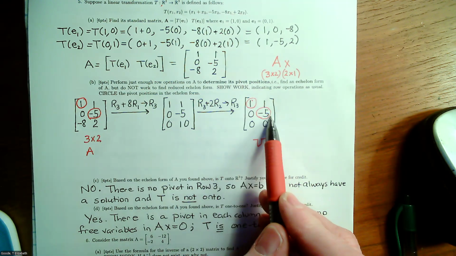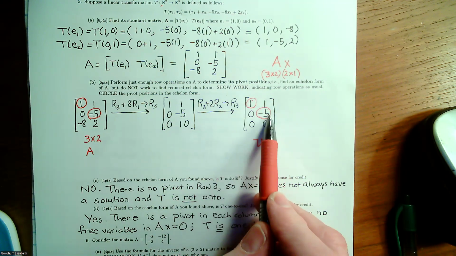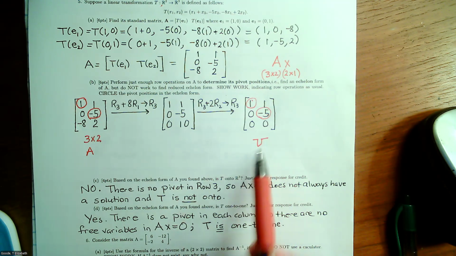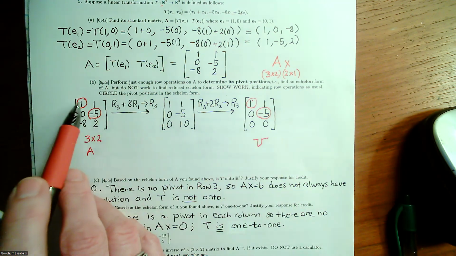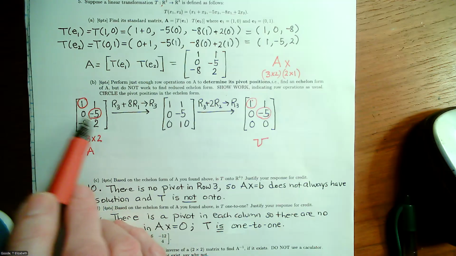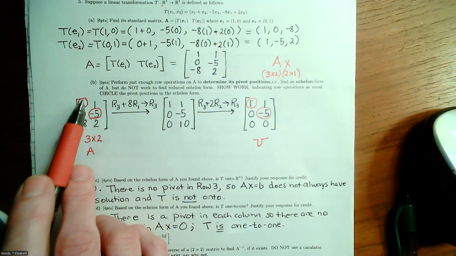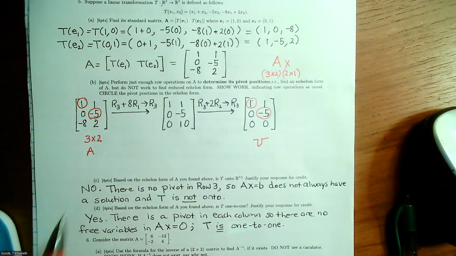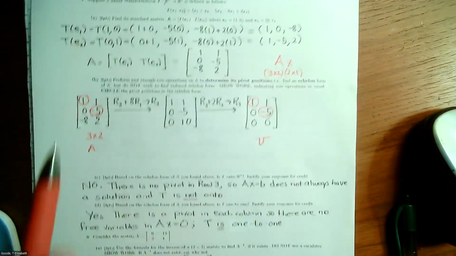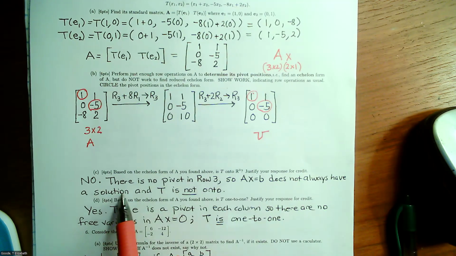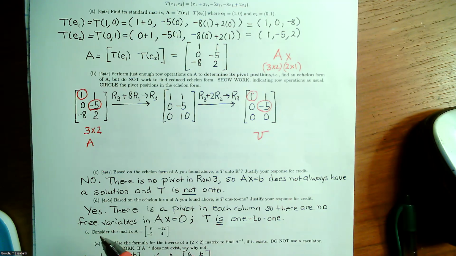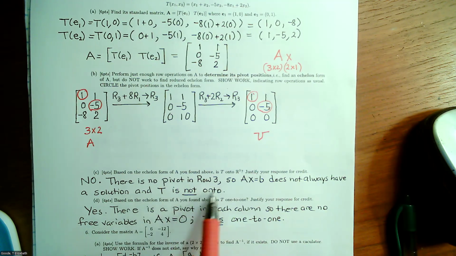So the 1 and the -5 that we realized are the pivot positions here in the row reduced A, it's not completely reduced, but we performed some operations, are exactly the same as the pivot positions back here in A. We're going to talk about that more, but that's what it turns out to be. And there is no pivot in row 3, so AX equals B does not always have a solution. It's got a solution for some vectors in R3, but not all of them. So T is not onto. This was theorem 4.